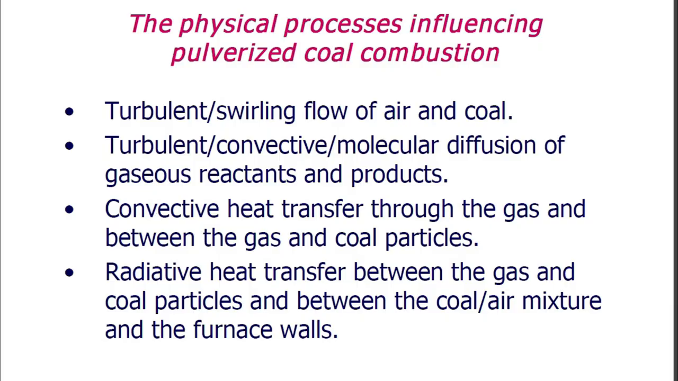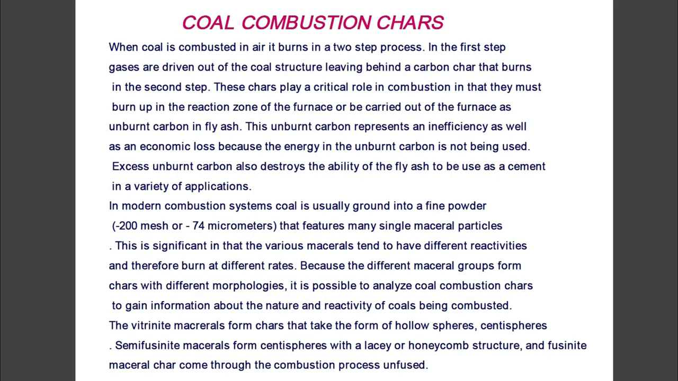Coal combustion chars. When coal is combusted in air, it burns in a two-step process. In the first step, gases are driven out of the coal structure, leaving behind carbon chars that burn in the second step. These chars play a critical role in combustion in that they must burn up in the reaction zone of the furnace or be carried out of the furnace as unburned carbon in fly ash.